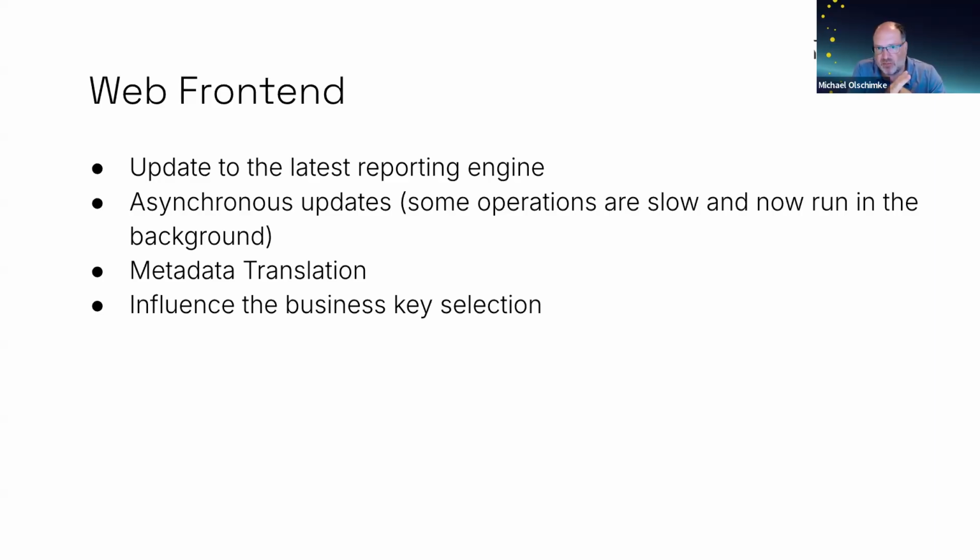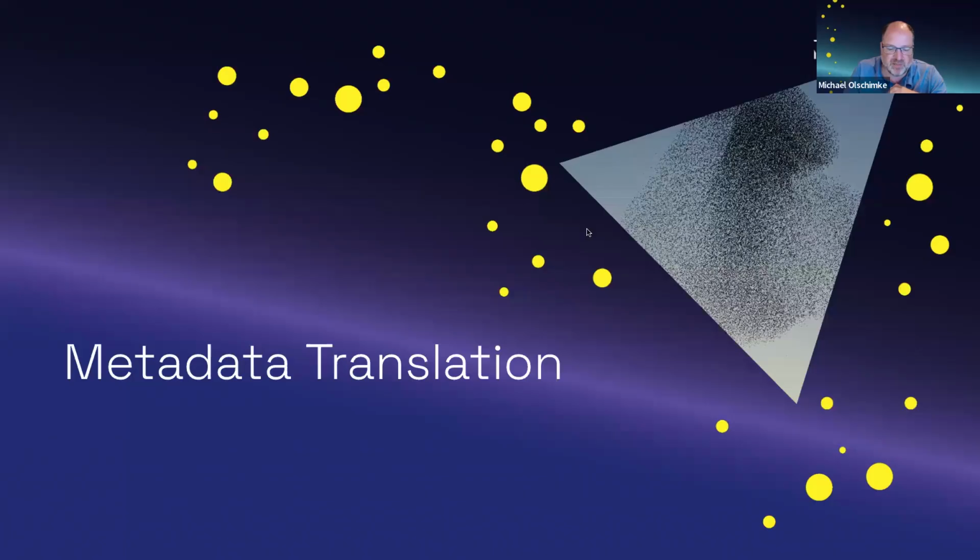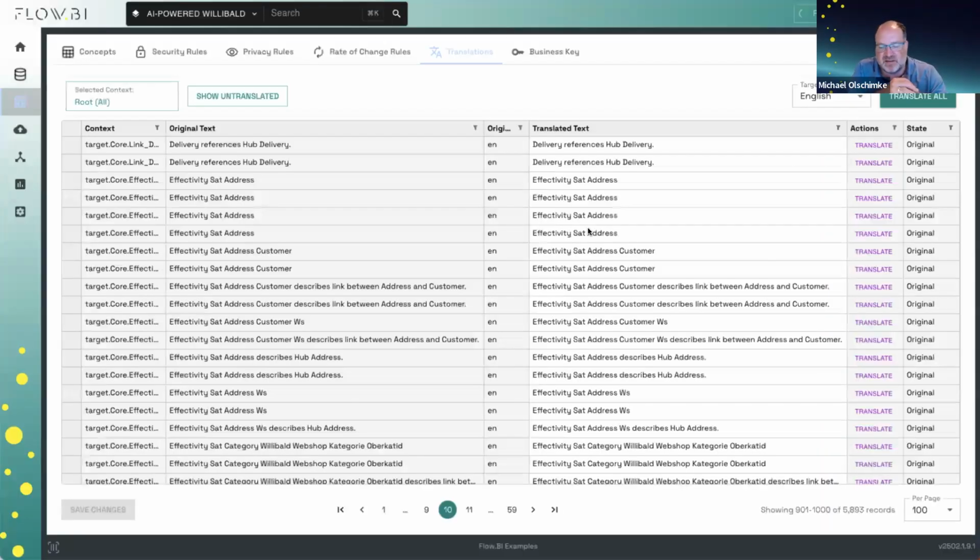Then we have two bigger changes. One is the metadata translation, and the other feature is to influence the business key selection. For the metadata translation, the idea is this: sometimes we have data sources where the metadata is in languages other than English. Let's say we have a German data source, Star Money for example, or SAP with abbreviated German terms. What our clients want to have is an English data warehouse, data platform, where all the metadata, all the satellite names, all the hub names, everything is in English.